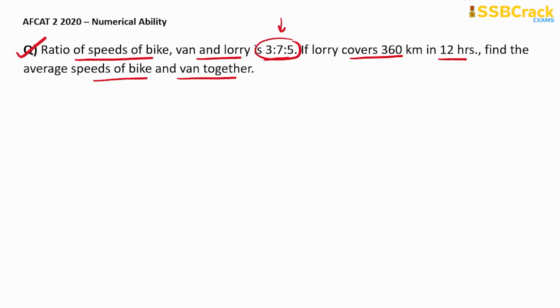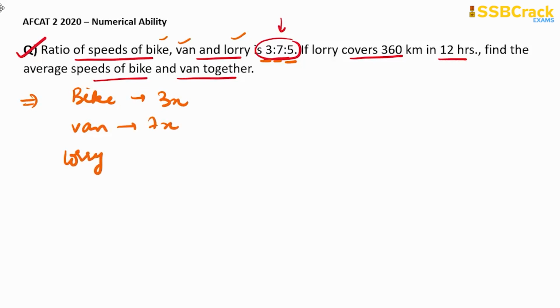So firstly we are given that the speeds of bike, van and lorry are 3:7:5. So we can directly let the speed of bike be 3x, van be 7x and lorry be 5x. Now one more thing given is, if the lorry covers 360 kilometers in 12 hours, so we are given the distance covered by the lorry in 12 hours. So we can directly find the speed of the lorry.